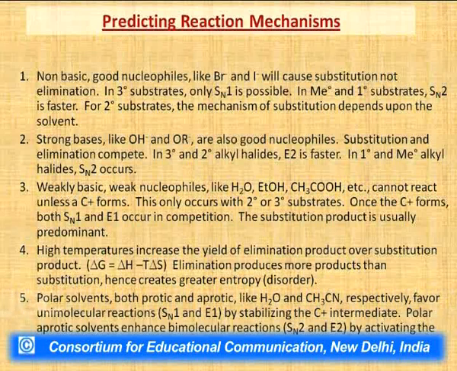Higher temperature increases the yield of the elimination product over substitution. Elimination produces more product molecules than substitution, hence greater the entropy, or disorder, of the reaction.